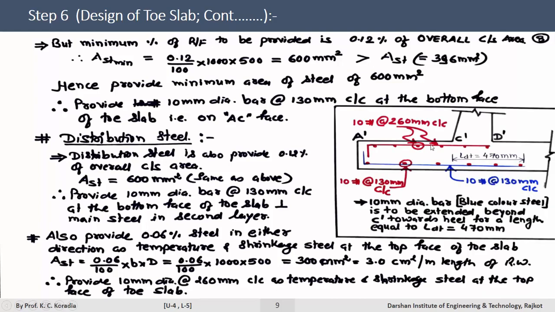This red line and this red dot on the top face of the toe slab are temperature and shrinkage steel. They are of diameter 10 mm and are placed at 260 mm center to center. This red line and a red dot.